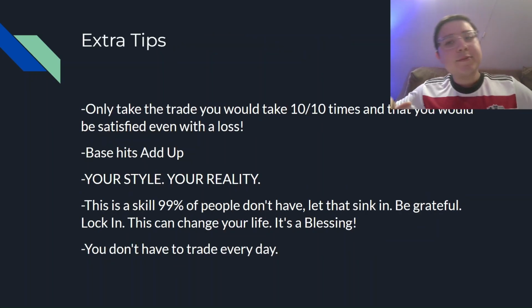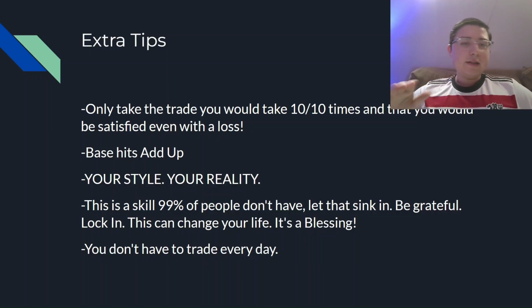These are just extra tips that I threw in here for some of you guys that are struggling with psychology, struggling with just the perception of trading, or falling into the propaganda that you see online of all these traders making all this crazy P&L. These are some extra tips. Only take the trade you would take 10 out of 10 times and that you would be satisfied even with a loss. Take that trade, wait for that perfect trade. It doesn't cost you anything. It's free to wait for that perfect trade. Don't get FOMO. It's free to wait.